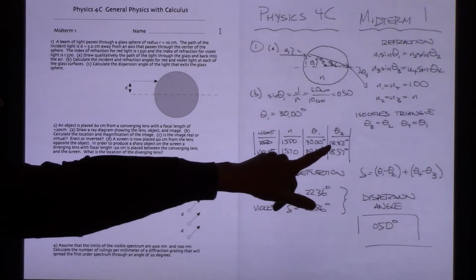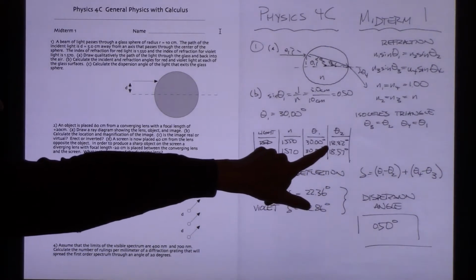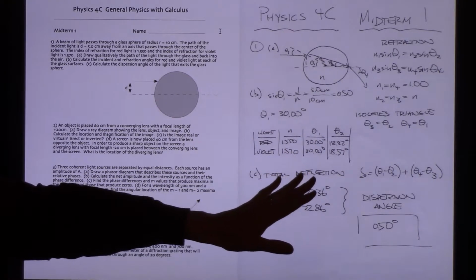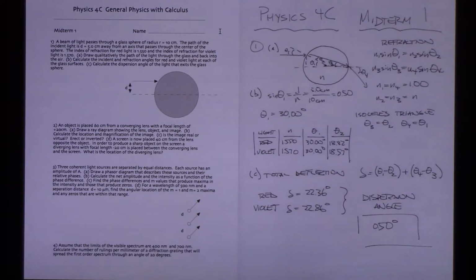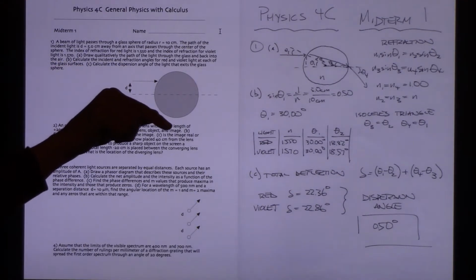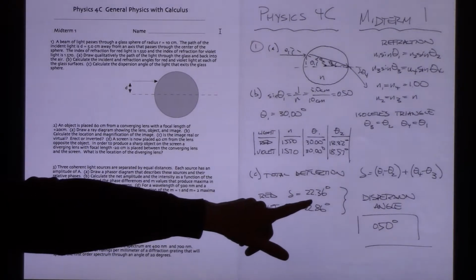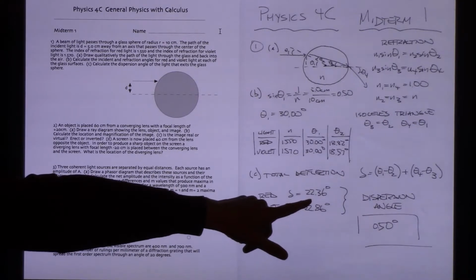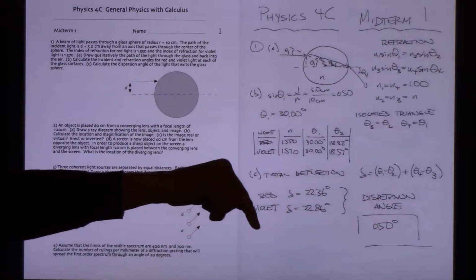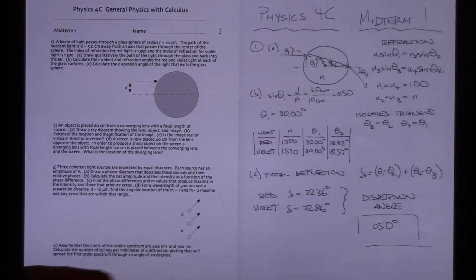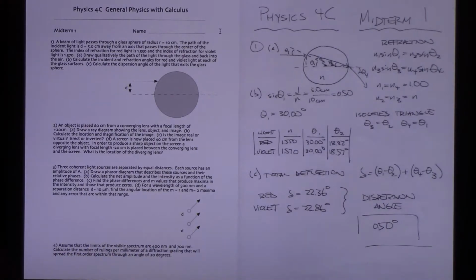So what we can do is take the difference between these two and double it. Now, the difference here is 11.18. I double that, it's 22.36. So the red light going through bends by 11.18, and then it bends by another 11.18. So the total deflection is 22.36. The violet bends more. The violet bends 11.43, and then an additional 11.43. So when they come out, the two paths will be separated by half a degree.